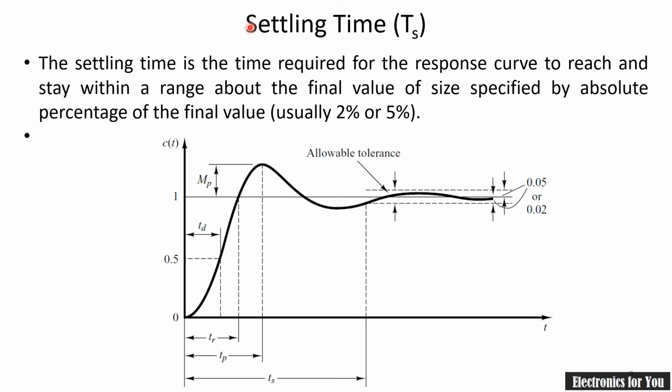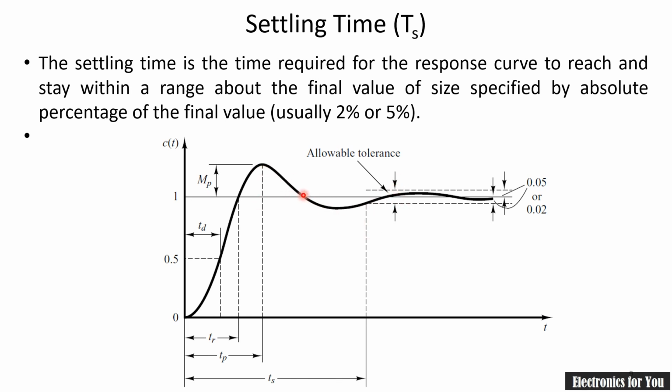The next parameter is settling time, and you can see here from the graph, this is settling time TS. It is up to this point. So this is the response which is going into saturation, going into stability. This dotted line indicates our allowable tolerance limit. Generally it is considered as 2% or 5%, and if we do so, then settling time is defined as the time required for the response curve to reach and stay within it.